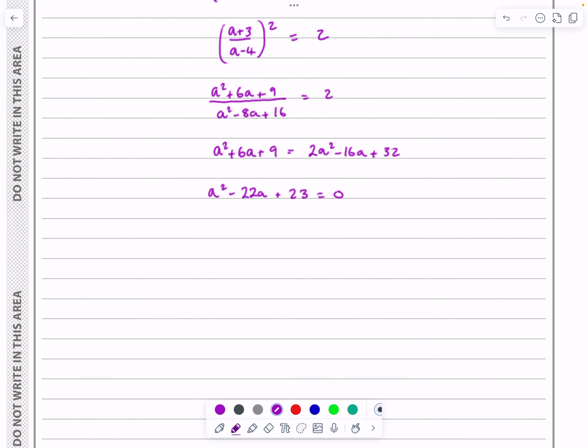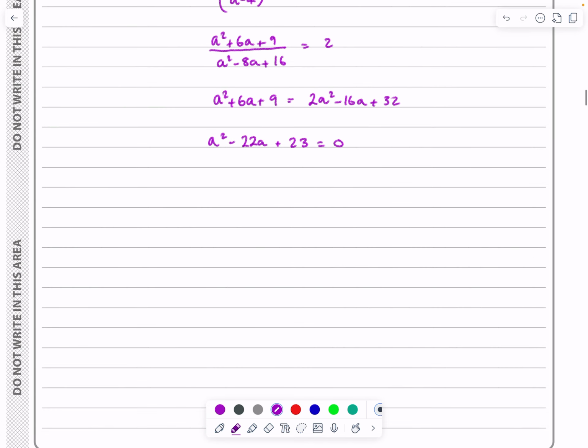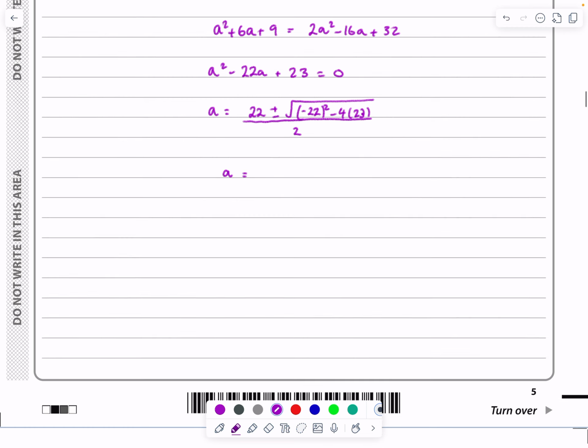You could try and factorise it, but it doesn't factorise, so you have to use the quadratic formula. a works out to be (-b ± the square root of b² - 4ac) all over 2. I'm just going to jump straight to the answer there. That works out to be 11 ± 7√2, but remember a was greater than or equal to 0. So the only value is 11 + 7√2.